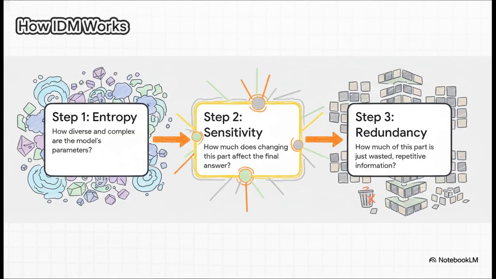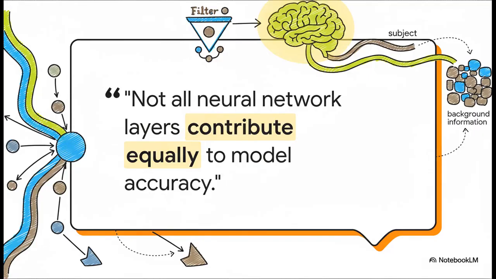So how does this magic work? Well, the IDM looks at three key things. First, entropy, which is really just a fancy way of asking how complex and diverse is this part. Second, sensitivity. How much does messing with this part change the final answer? And third, redundancy. How much of this is just useless, repetitive information? It combines all three of these into that one powerful score that gives it a perfect picture of what truly matters.